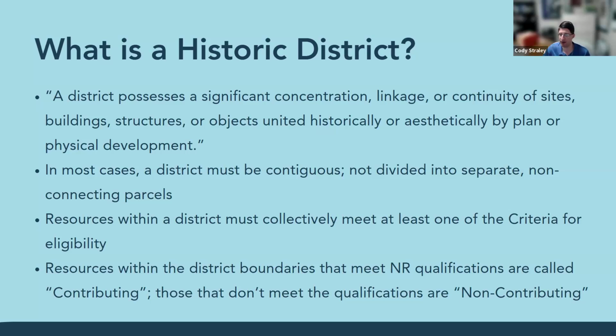And non-contributing properties are those that are too new to be historic or they're too altered to retain their historic integrity. So they're called non-contributing and therefore not on the National Register. So even if you have a property that's within a district, but it's called non-contributing, you would not be eligible to apply for the tax credits or matching grants that contributing properties can qualify for.